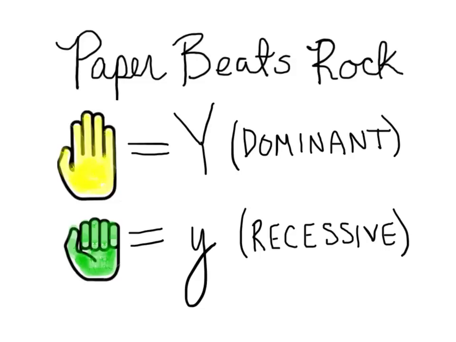So like I said, paper always beats rock, and in the same way we're going to say that our paper, an open hand, is our big Y, which is dominant. This kind of makes sense because a big Y is larger than a little y, kind of like our paper is bigger than our rock. And then we're going to say that our rock is going to be our green or recessive allele.